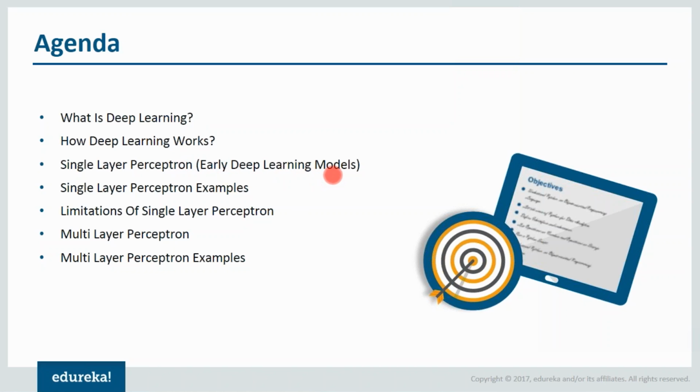And guys, when I talk about perceptron, these are nothing but the artificial neurons. And what are neurons? Neurons are your brain cells. Then we'll also understand the limitations of single layer perceptron that led to the evolution of multi-layer perceptron. We'll understand how multi-layer perceptron overcame those limitations, and we'll also look at various examples of multi-layer perceptron.